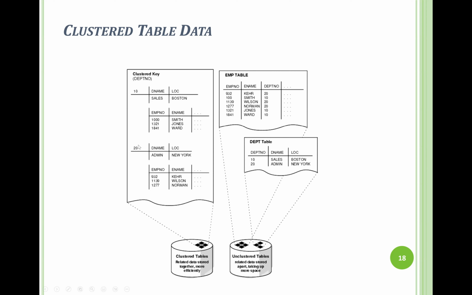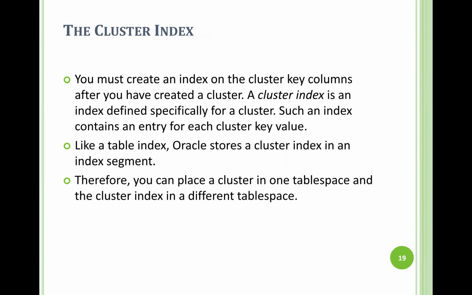20, another key value, 30, 40. It will take the distinct values from both the columns of both tables, and it will create the clustered index like this. Instead of storing the data separately, clustered tables' related data is stored together so it is stored more efficiently. This is called clustered table data. Clear? So this is how Oracle will store it.